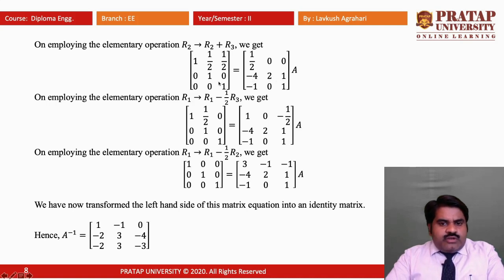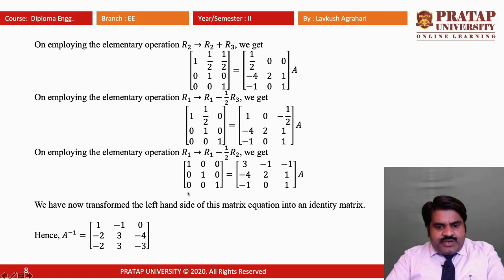Now we have to make the element A13 equals to 0. For this, the operation can be written as R1 is replaced by R1 minus 1 by 2 R3. By this, the element A13 becomes 0 and the element of the matrix lying on the RHS becomes minus 1 by 2. The final operation is to convert the element A12 to 0, which can be written as R1 is replaced by R1 minus 1 by 2 R2.